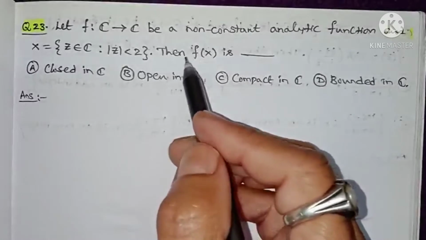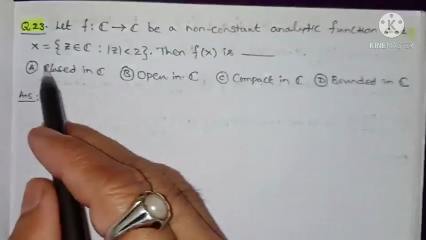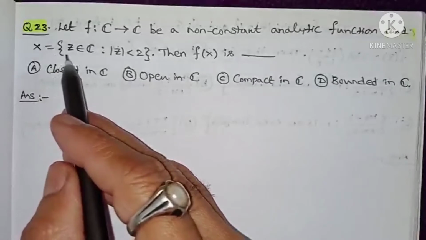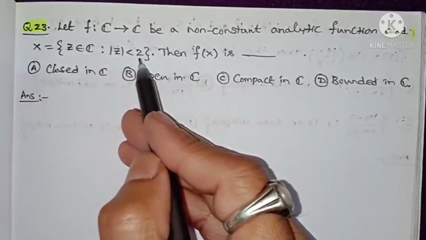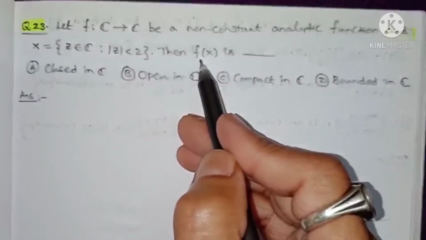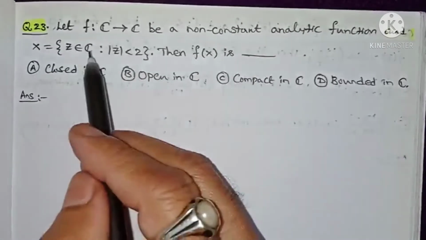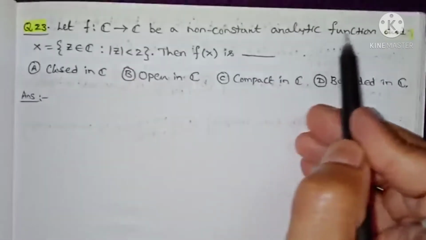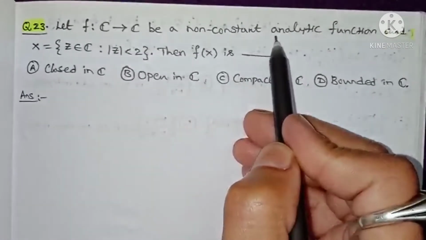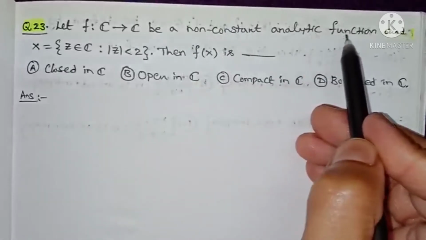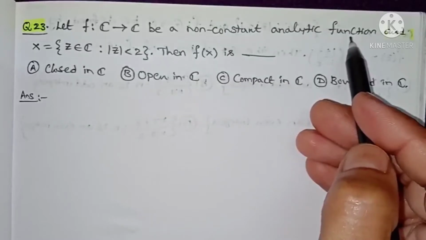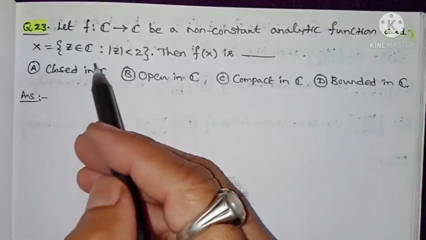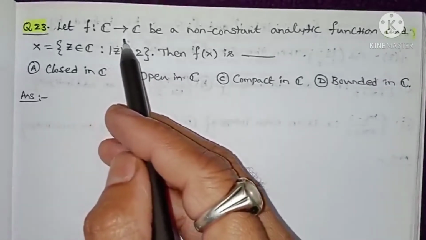The question is about finding the image of the set X. Here the given set X is the set of all z belonging to C such that modulus of z is less than 2. Then we have to find f of X. It is given that f is a non-constant analytic function. What do we mean by analytic function? We know that analytic function means a continuously differentiable function, meaning the derivative of f exists and is continuous at every point of C.